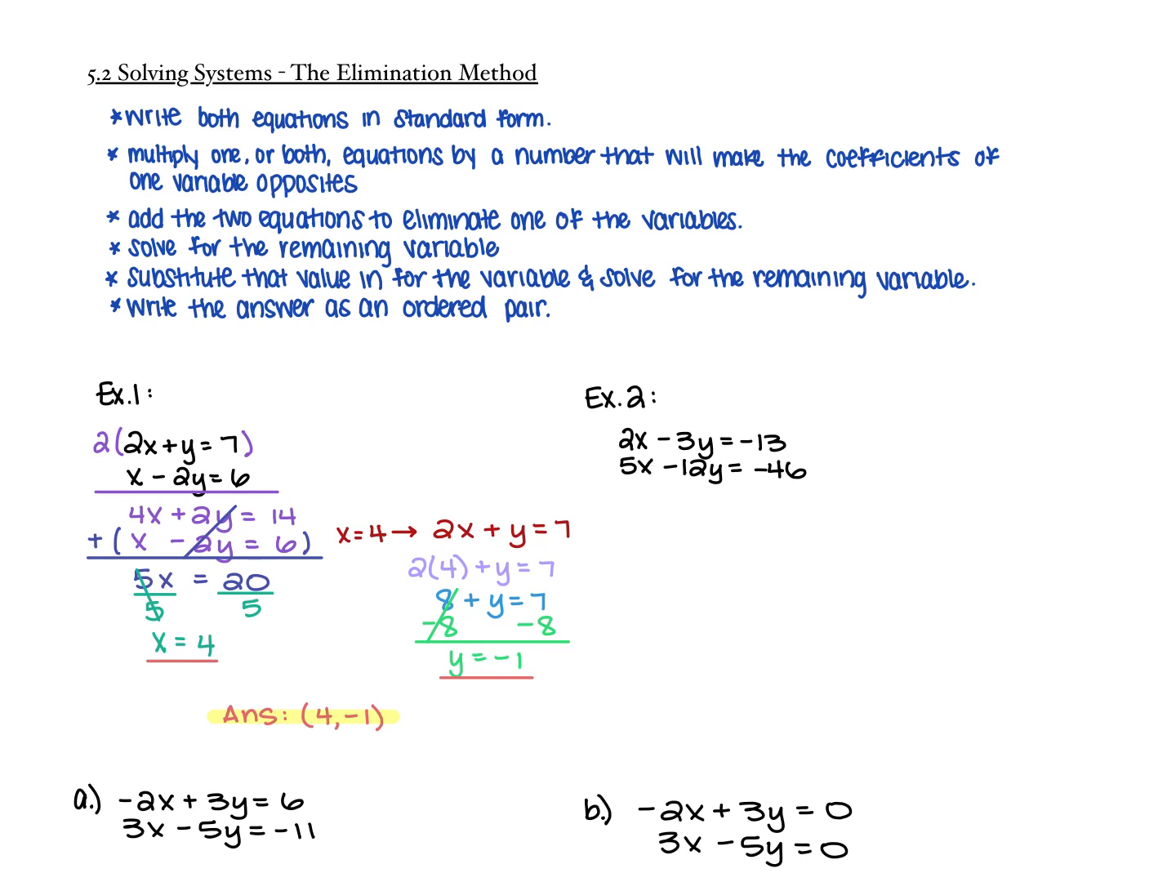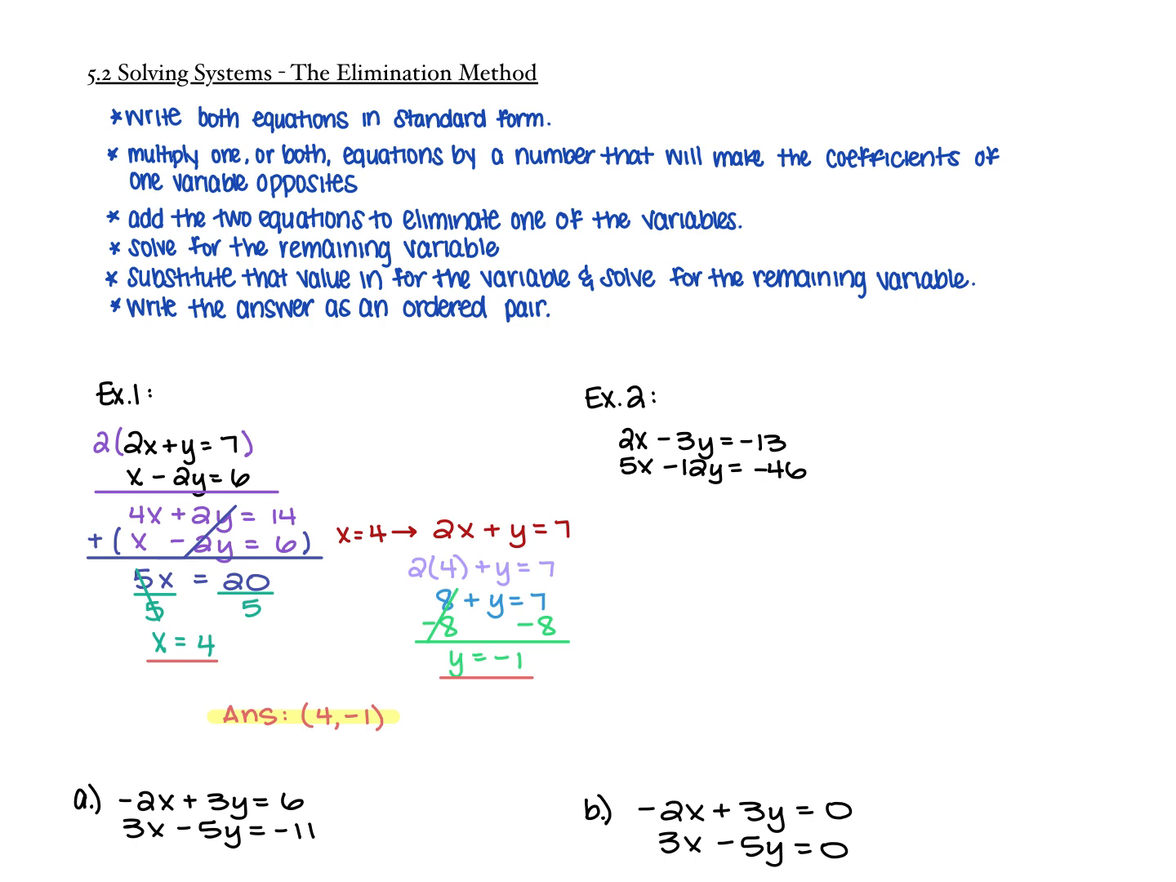5.2 part 3 goes over solving systems using elimination with multiplication. You've gone over solving systems using elimination with addition, subtraction, and now we're going to be multiplying to do the same. You're going to use part of what you did in part 1 and part 2 with this, but first you have to multiply either one or both of the equations by something in order to cancel out one of those variables.